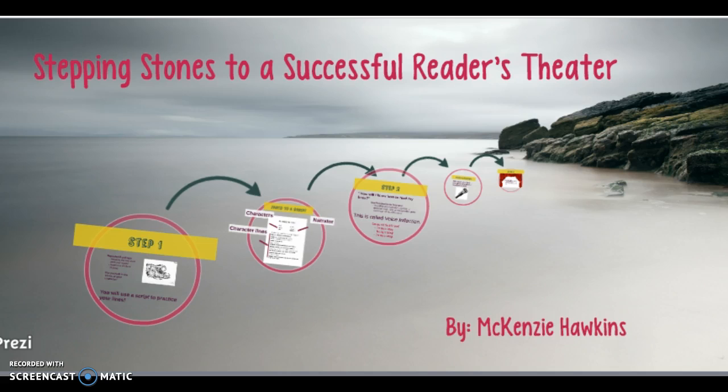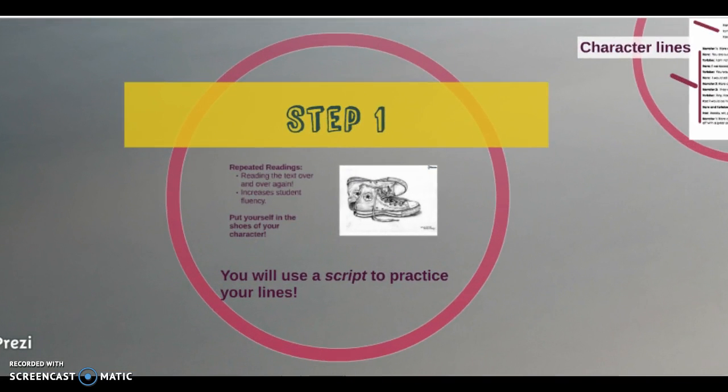Now to begin, my first step is, in order to help my students increase their fluency with their lines, we're going to do what's called repeated readings. And this means that we're going to read the text over and over again. And while this may seem silly at first, I want you to recognize that as you read it more and more, you're becoming more familiar with the text and you're learning how to read it in the best way possible.